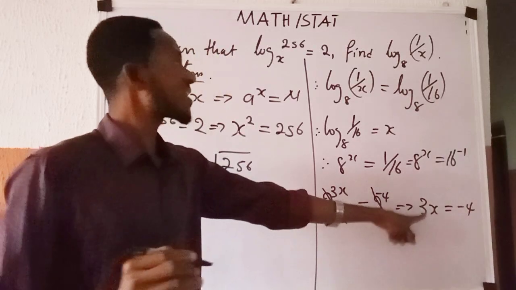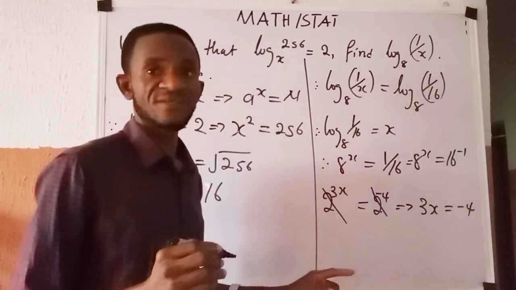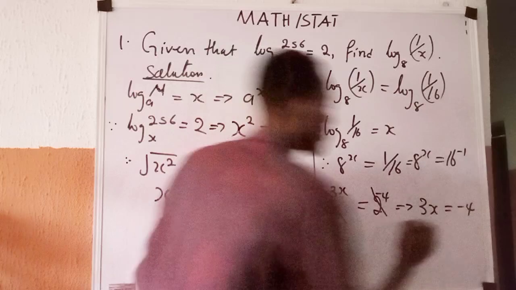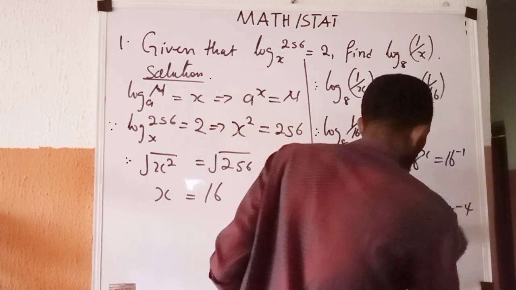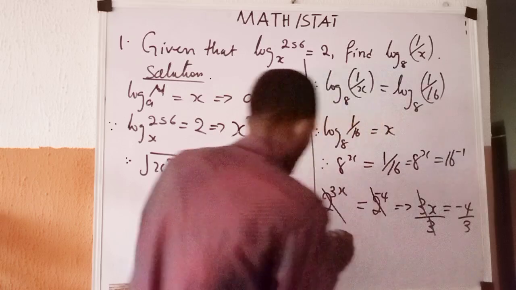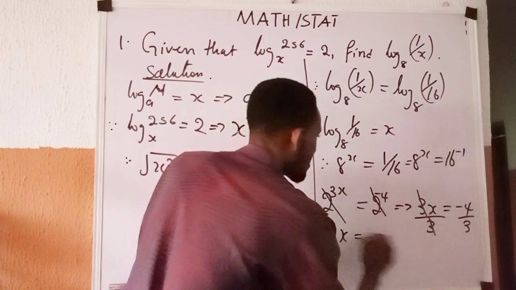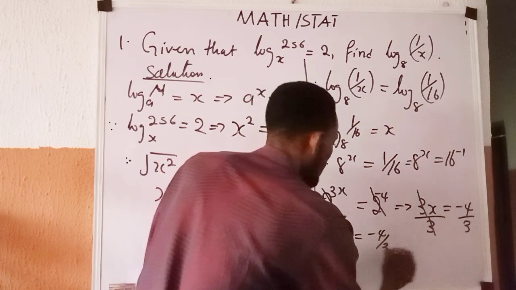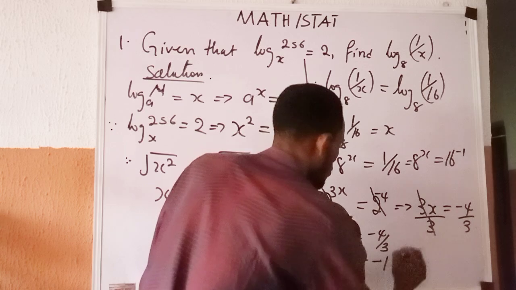My interest is to get the value of x. So what I'm going to do now is divide both sides by 3, so this will cancel this. I'll say therefore my x is equal to minus 4 over 3, which is of course minus 1 whole number 1 over 3.